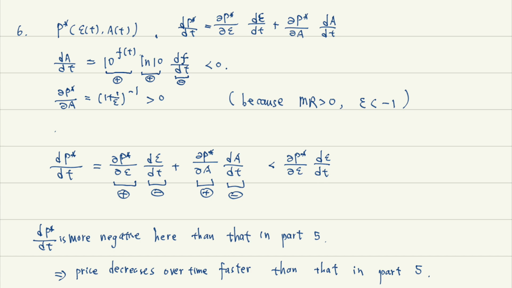We know that a monopolist only operates in the elastic portion of its demand curve, where epsilon is less than minus 1, to ensure positive marginal revenue. So the second term of dp over dt is negative. Since it has one more negative term when compared to part 5, the price decreases over time faster than that in part 5.